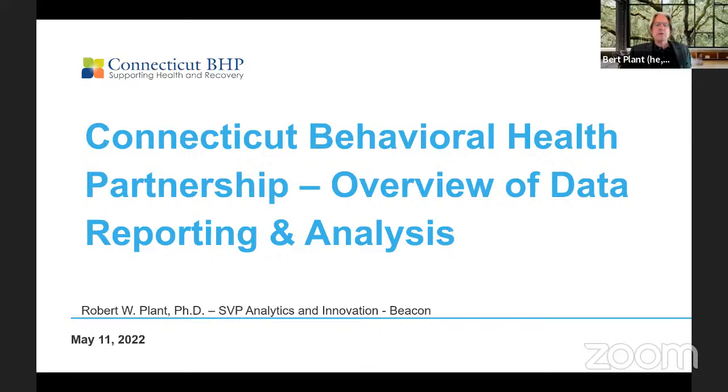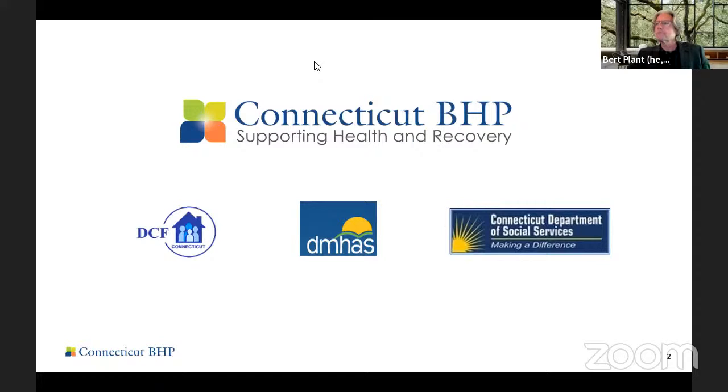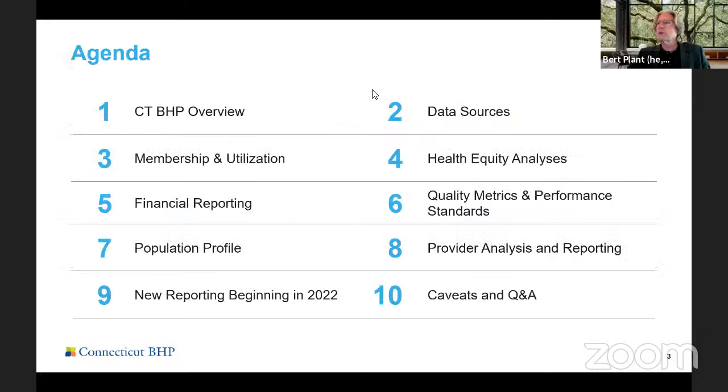I think we've made a lot of progress, but as you know, this is always a continual work in progress, and we continue to look at how we can improve our reporting all the time. What I'm going to be doing today, these are the various agencies that we partner with through the partnership. I'm going to give you a very brief overview of who we are. I think most folks know who we are, so that'll be very brief. Then I'll talk a little bit about the various data sources that we utilize for our reporting.